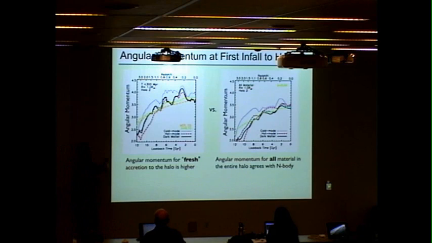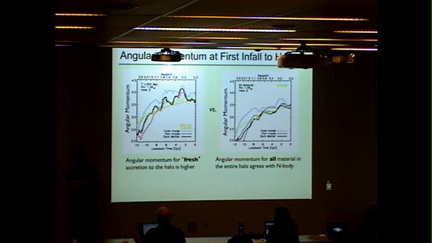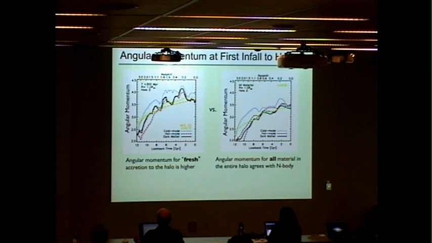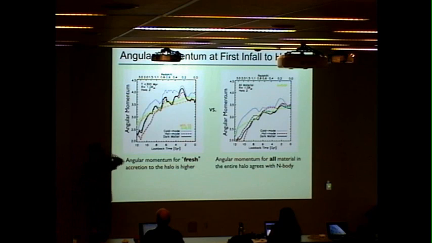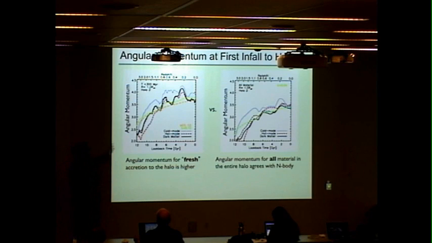Now you can compare that. What if we just look at stuff that's falling in right now? So we can look into our simulation, pick out all the particles that have fallen in the last 300 megayears or so. And so you're looking at just fresh accretion here. Note that all the curves are higher. So even the dark matter, necessarily, stuff that's falling in right now has more angular momentum than the global average for the whole halo. Not surprising there.